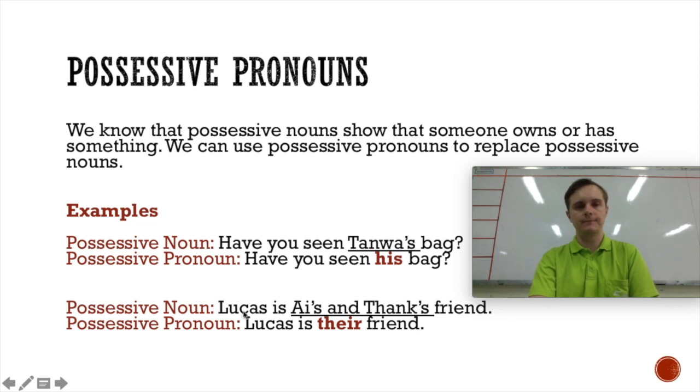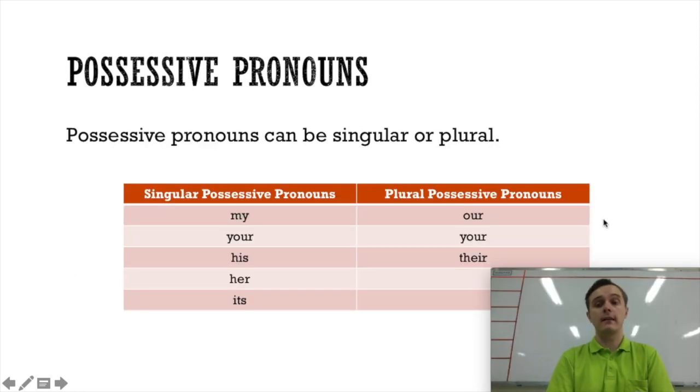Another example, Lucas is Ayesha's and Tanvir's friend. So we've got 2 possessive nouns here, Ayesha's and Tanvir's. And we can replace that with the plural possessive pronoun their. Lucas is their friend. Okay, these are the possessive pronouns that you need to know this year. Next year, you're going to learn about some other possessive pronouns, but for now, this is all I need you to know.